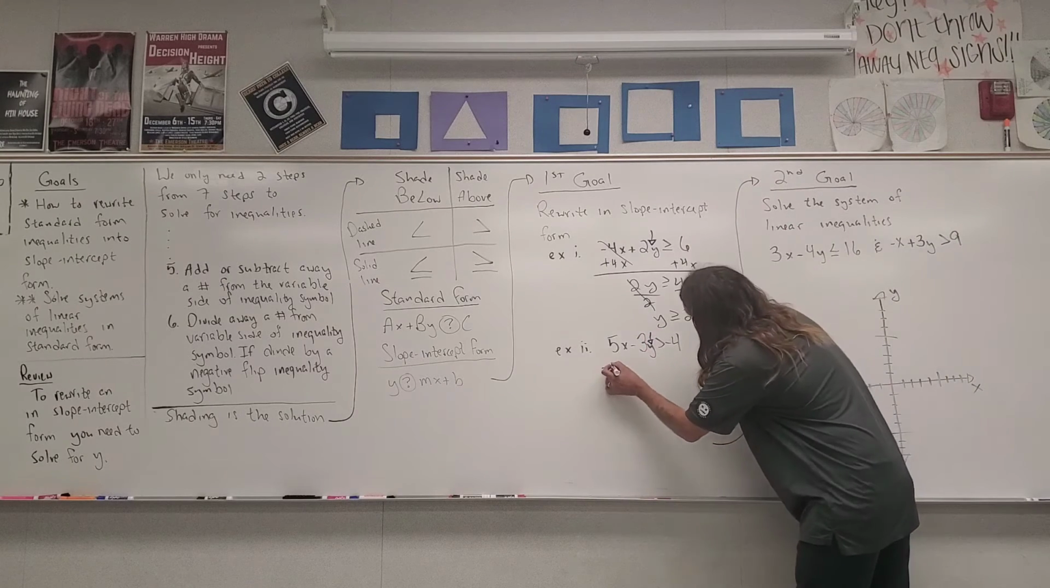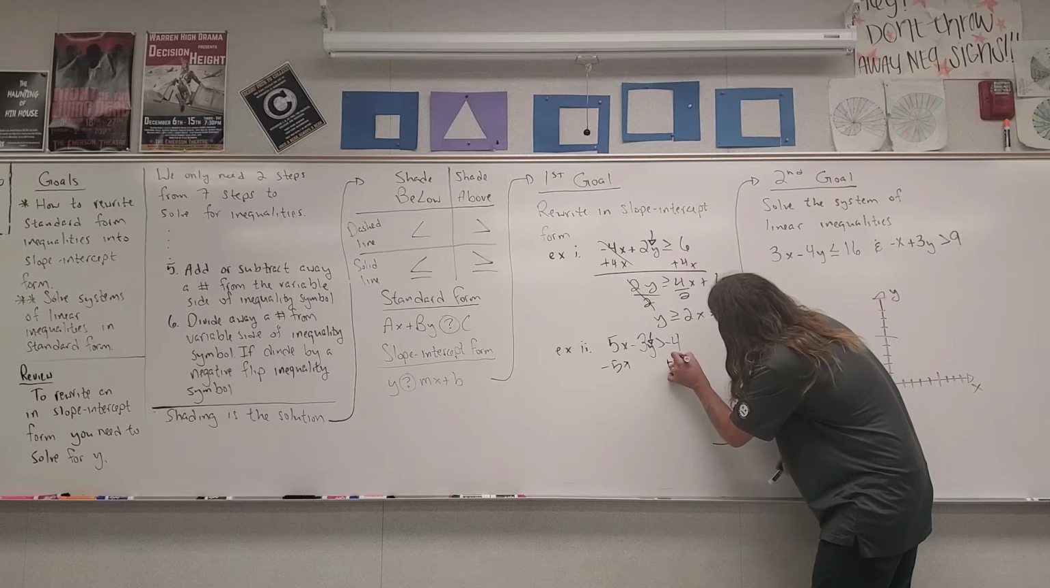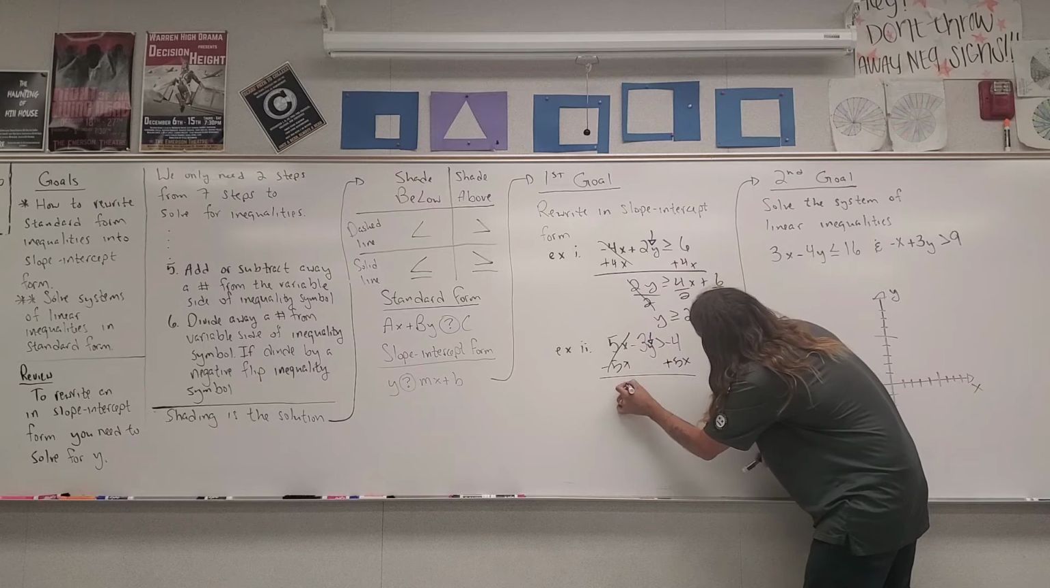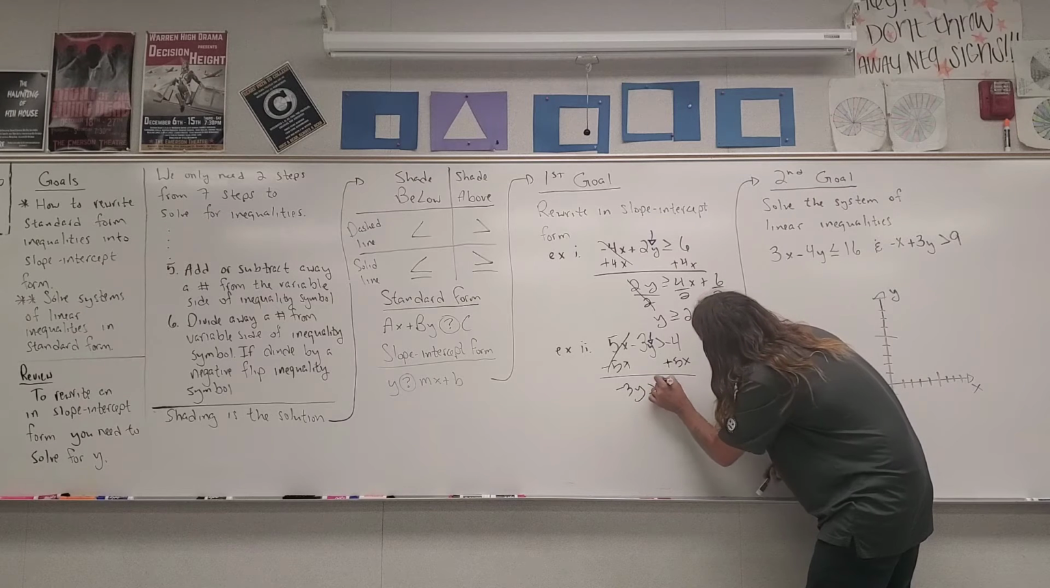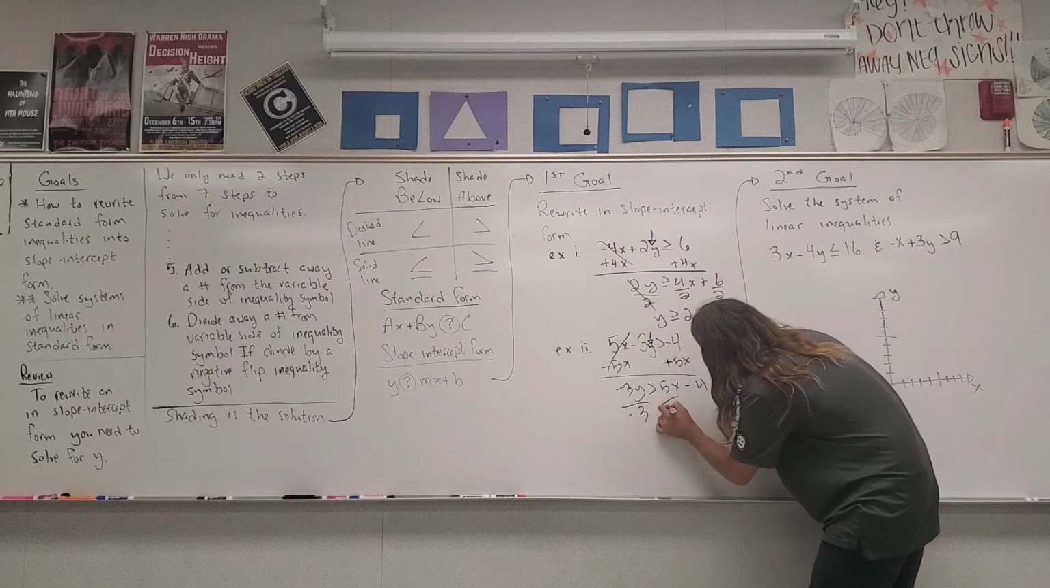So I'm going to subtract my 5x, because that's a positive 5x, and I'm going to add that to both sides. That cancels out. Make sure you don't lose that negative. So minus 3 is greater than 5x minus 4. And then we're going to divide away a minus 3.